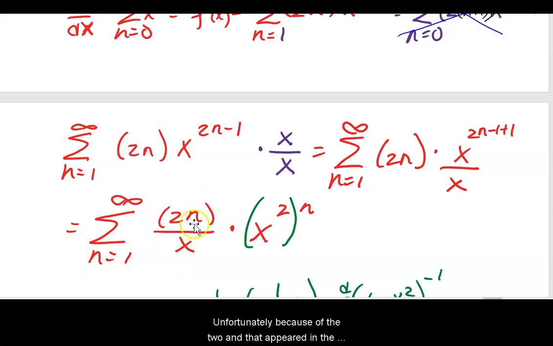Unfortunately, because of the 2n that appeared in the numerator, I will not be able to write this in a strictly geometric fashion. N does depend on the index of summation, so it cannot come out of the power series, nor can it be combined into the base being raised to the nth power. However, you can still find what this is the power series representation for by remembering where it came from.